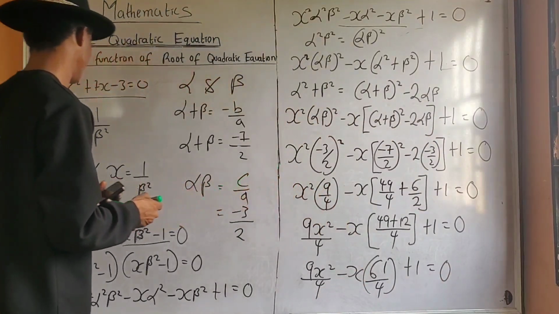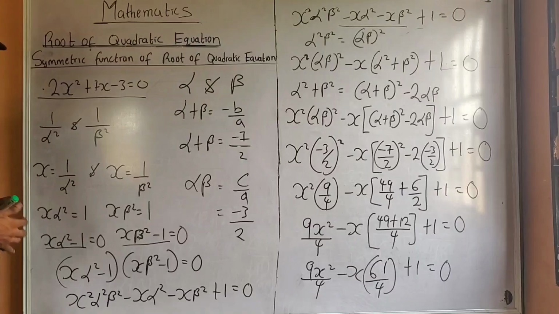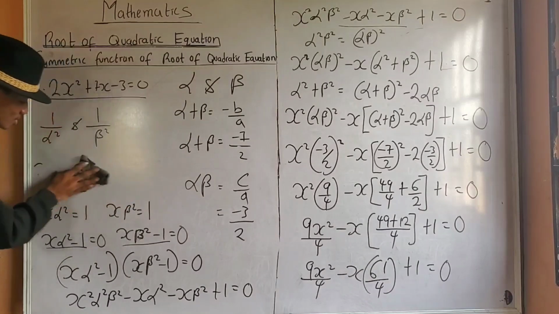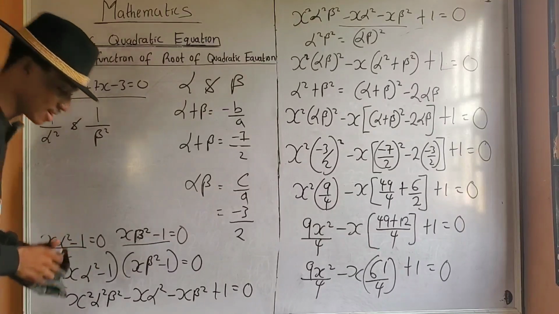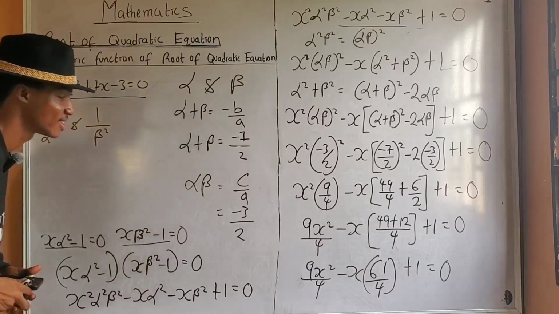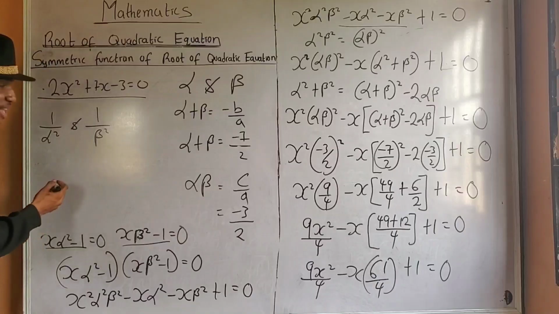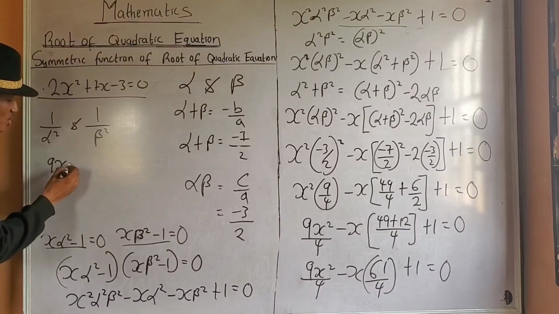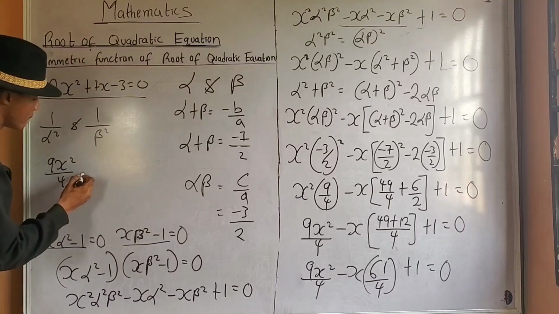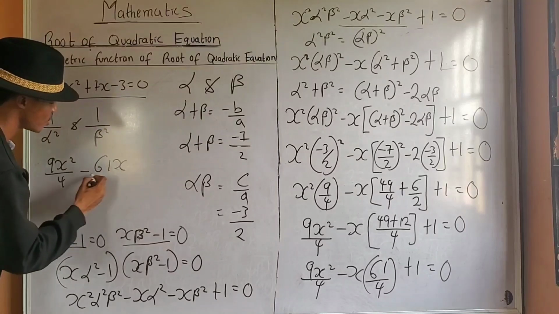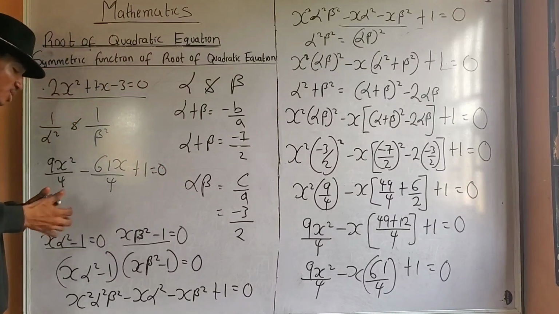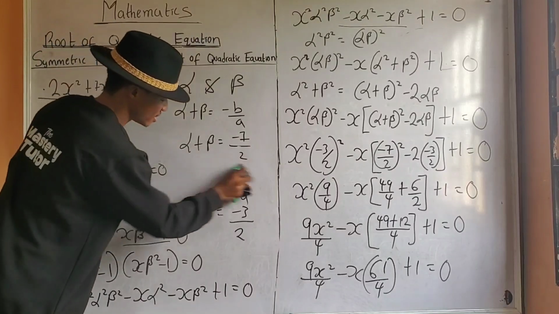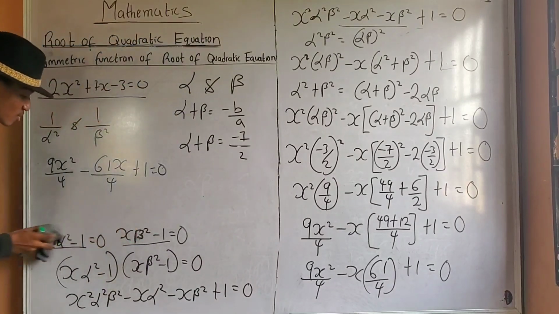I need to erase. Let me erase this. We are almost done, so just pay attention. Now, we have this equation. Listen, we have this equation: 9x squared all over 4 minus 61x all over 4 plus 1 equals to 0. That is the equation that we are asked to find. Please, permit me to erase this so that we won't get confused.